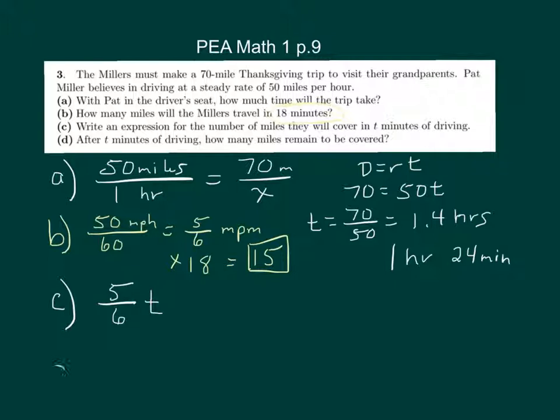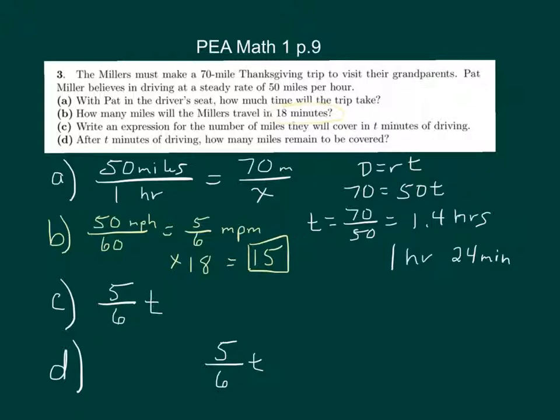Last part, D. It says, after t minutes of driving, how many miles remain to be covered? So we already have something for how many miles they'll cover in t minutes, which is 5/6 t. That's what they will cover. So how are we going to figure out what they have left?